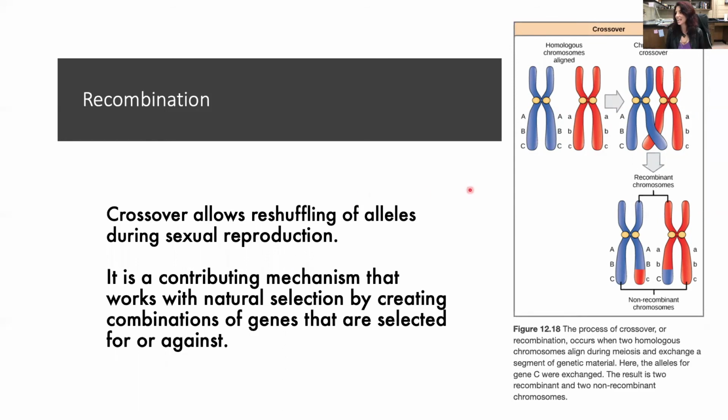And this is an image from your textbook. We have homologous chromosomes that are aligning during meiosis. We have chromosome crossover here, and then some of those spaces on the chromosome actually switch spaces.